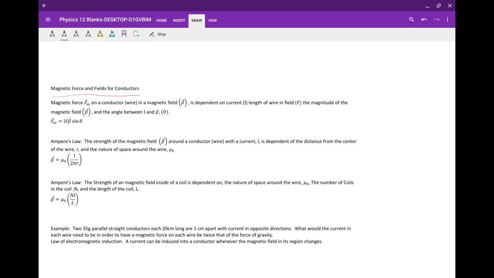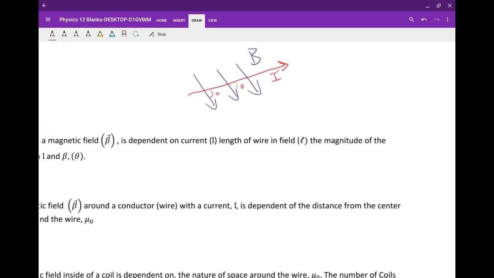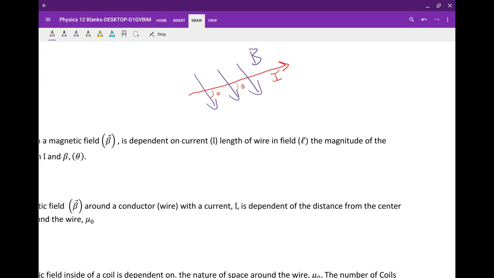And so, for an example, let me just say I've got a field here, and then I've got a wire that's going like this with a current in it, and the angle is going to be this angle here, okay? Right there. It's the angle between the field and the current itself. And you can actually use either one of these because the sine of both of those angles is the same. All right, so don't worry about that.